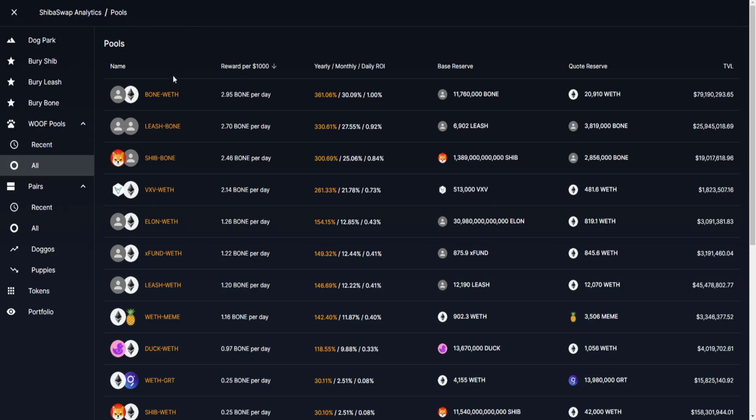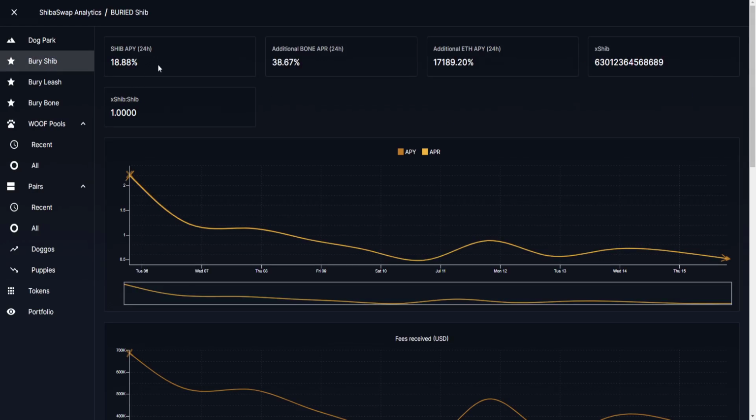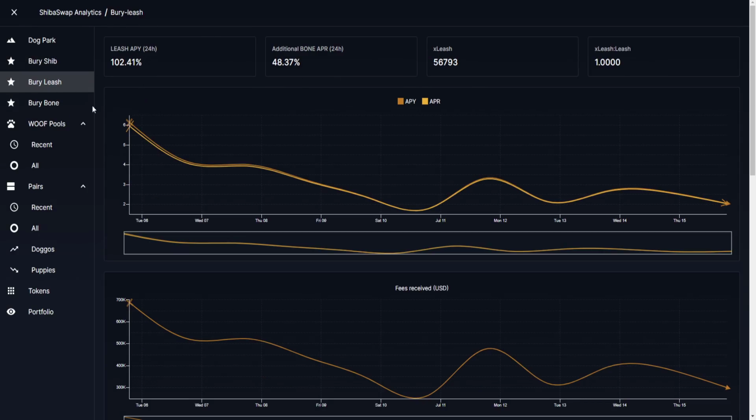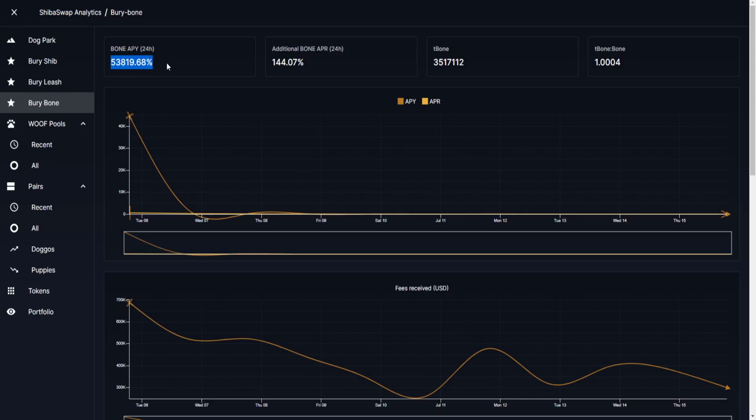All the questions should be answered here in the next couple of days, because as we start getting the answers when it comes to burying SHIB, whether or not these APYs and APRs are correct, burying Leash, these as well, and then of course burying Bone, which has just been mind-boggling recently. Once those questions start getting answered, we will have a little bit more information as to which farming pool is going to be the most profitable.